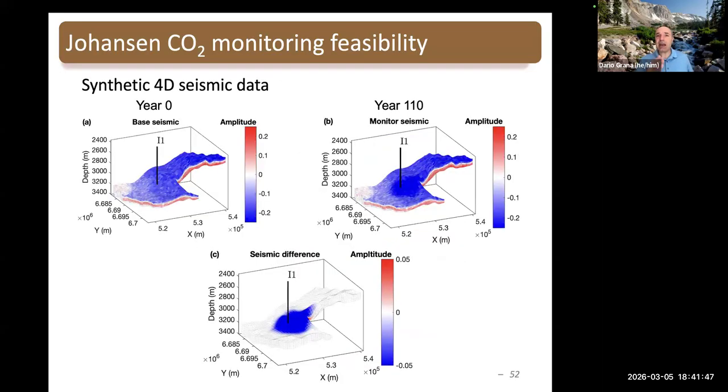And so then every 25 years, we assumed that we were acquiring seismic data. And so we mimic what the seismic data would look like using seismic wave propagation models. So this is seismic in year 0 before you inject CO2. This is the seismic after 110 years when you stop the injection. And so if we take the difference of the two and we assume perfect repeatability conditions and no noise, what we see is that there's an anomaly here, which most likely is the CO2 plume.